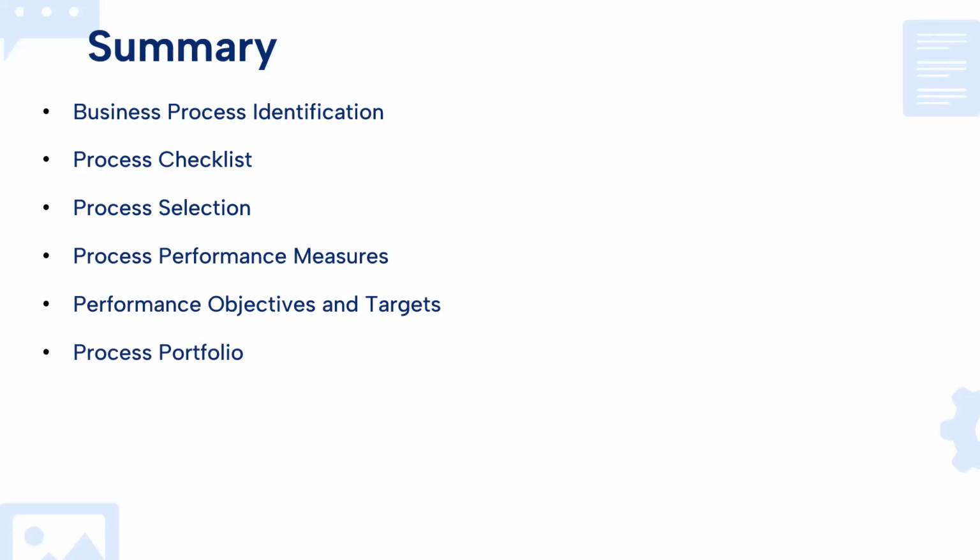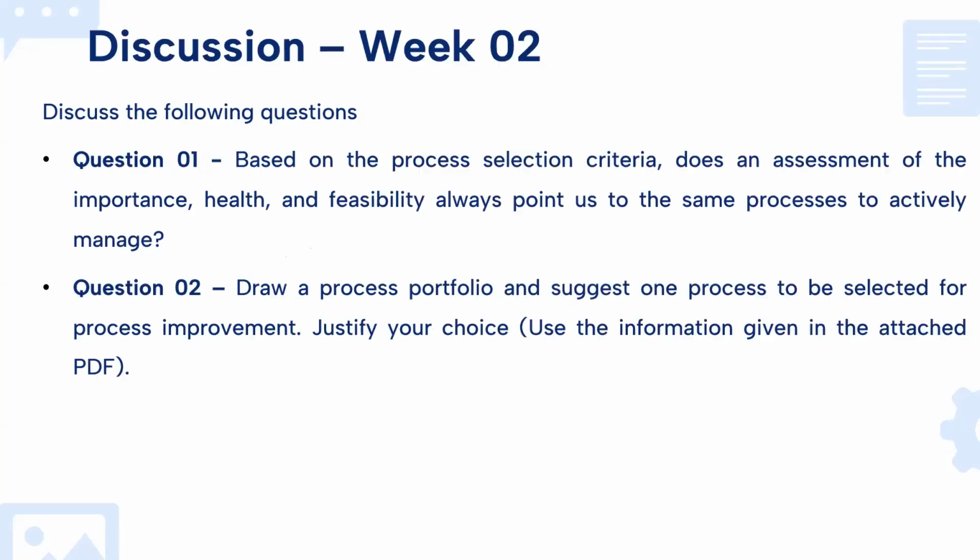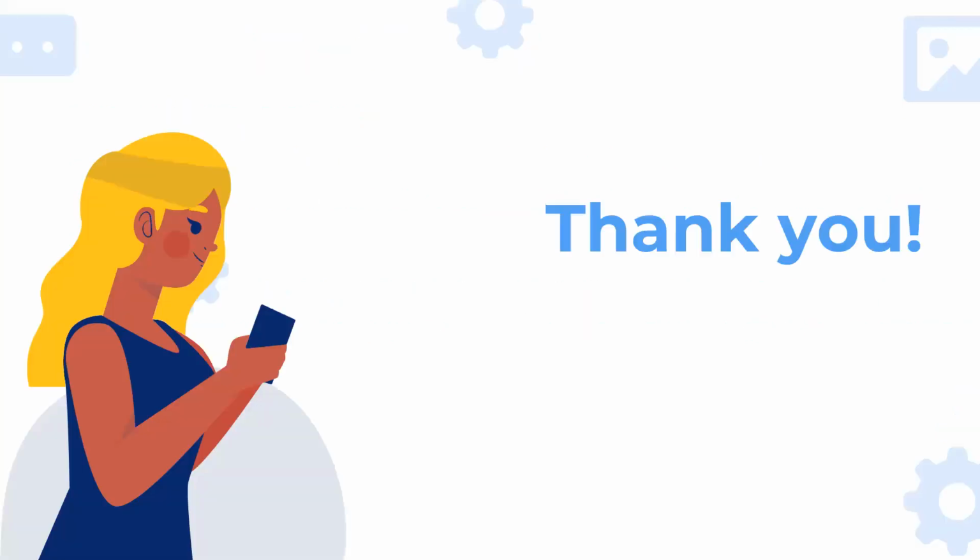So as a summary, these are the things that we learned today. For the discussion activity, there are 2 questions. I think you have the discussion class in the evening today. The first question you have to do, and the second question is regarding a process portfolio. Try out these questions in the discussion class, and the answers will be discussed in the discussion class as well. So that's it for today.